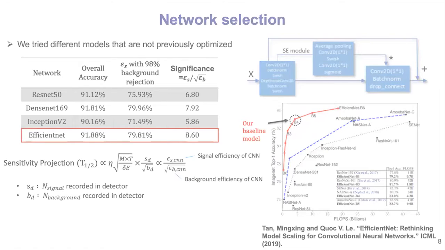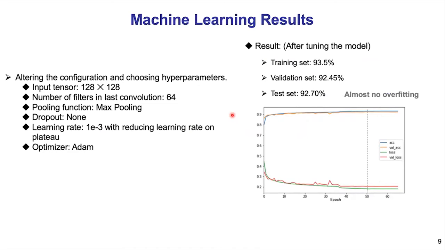So after the selection of the network, we altered the configuration and changed the hyperparameters in order to get a better result. You can see the hyperparameters we listed here. The result is impressive. We achieved 93.5% accuracy on the training set, 90.45% on the validation set, and 92.70% on the test set. You can see from this picture that there was no serious overfitting.